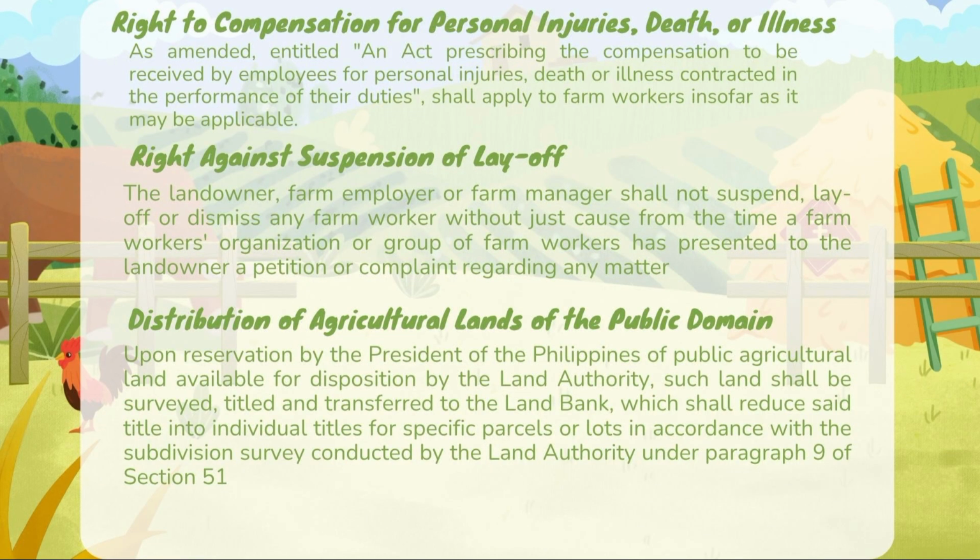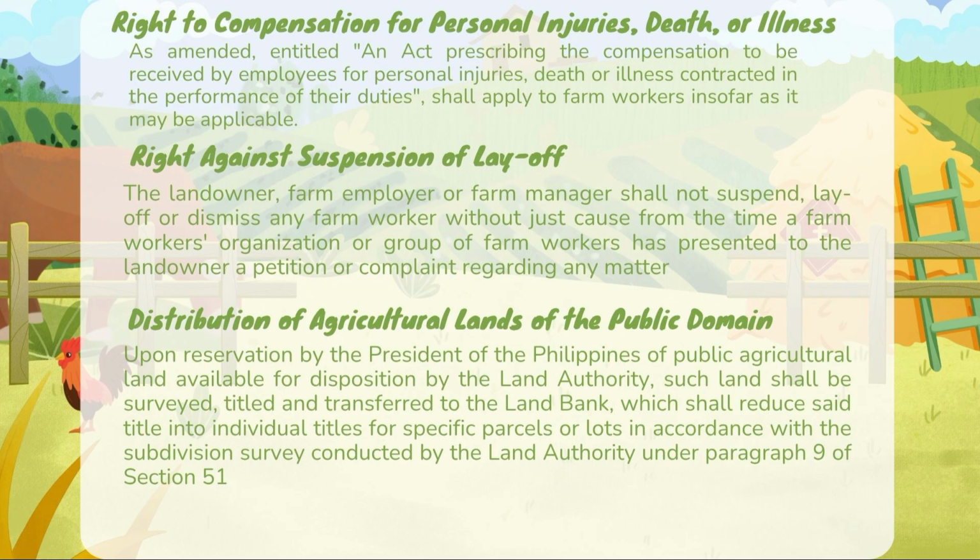Right to compensation for personal injuries or illness. This means that if a farm worker gets injured, sick, or dies while working their job, they or their family have the right to receive compensation or financial help from the employer. The employer must help pay for medical bills or give financial support to the worker's family.